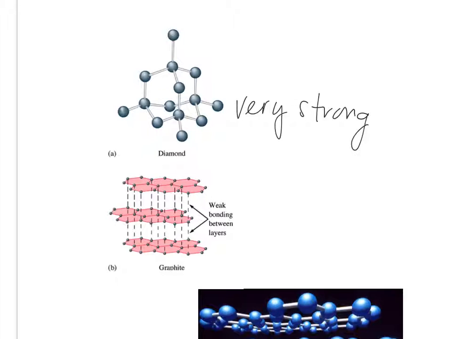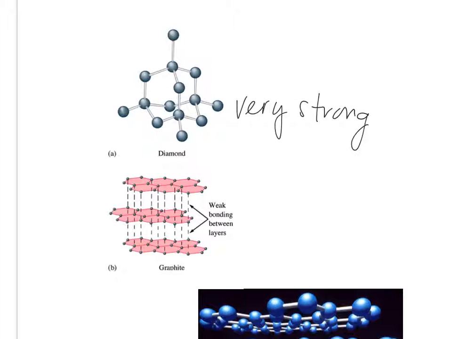So here we have diamond, which is very, very strong, and that's because each carbon in diamond is surrounded by a tetrahedral arrangement of other carbon atoms. So covalent bonds form between the carbon atoms in the tetrahedral arrangement. Remember, each carbon atom is sp3 hybridized, so those sp3 hybridized atomic orbitals overlap and they form an interlocking network.